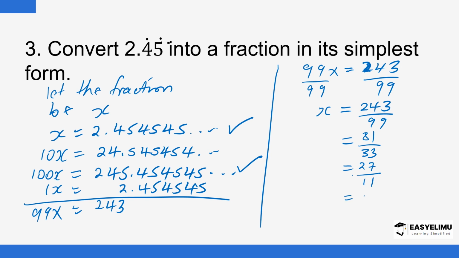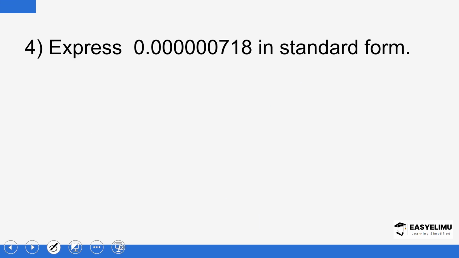So 11 goes into 27 2 times because of 22. Remainder is 5 over 11. So it means the decimal, such a kind of decimal is called a recurring decimal, where there is a pattern that is repeating itself endlessly. 4545, repeating itself endlessly. So the recurring decimal 2.454545 written as a fraction is 2 and 5 over 11. So that is how you go about it.